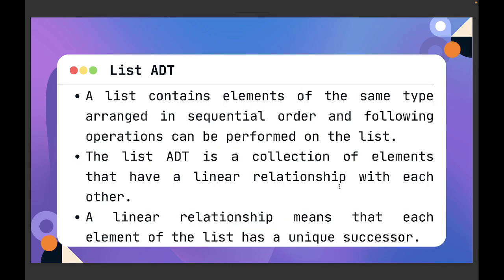Now, a list ADT contains elements of the same type. Take note that it's still the same type, hindi siya pwede mix. Arrange in sequential order and following operations that can be performed on a list. So a list ADT is a collection of elements that have a linear relationship with each other. Which means the values are in the same data types and they're connected. So a linear relationship means that each element of the list has a unique successor.